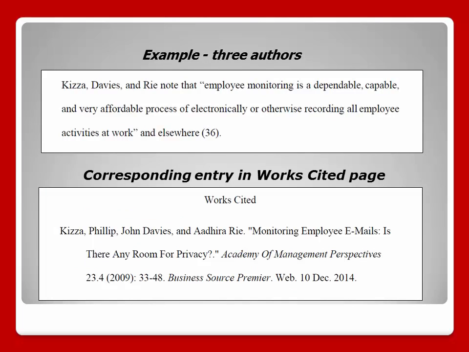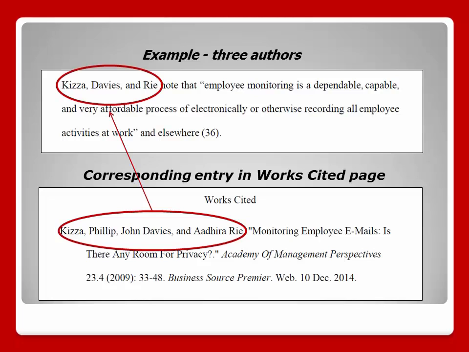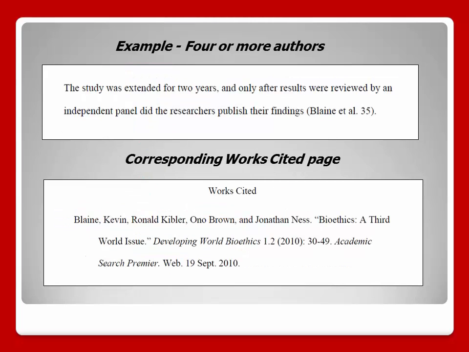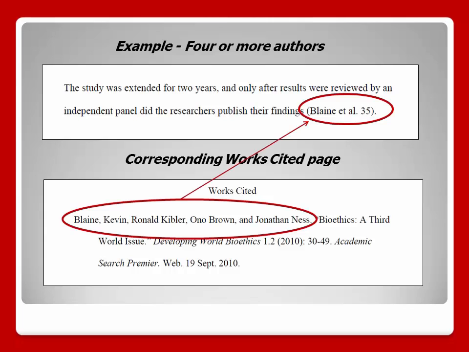If the source you reference has 2 or 3 authors, include every author's last name. List them in the same order as you did in your works cited entry, but use only their last names. If the source has more than 3 authors, again list them as you did in the works cited entry, which in this case should be the first author followed by the phrase "et al." It will look like this.